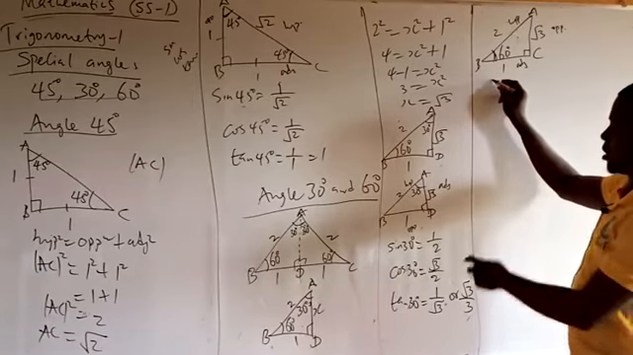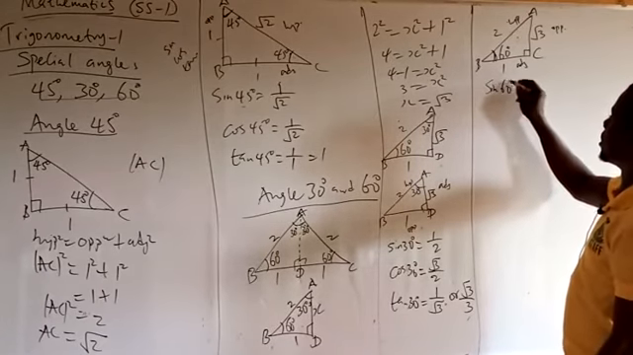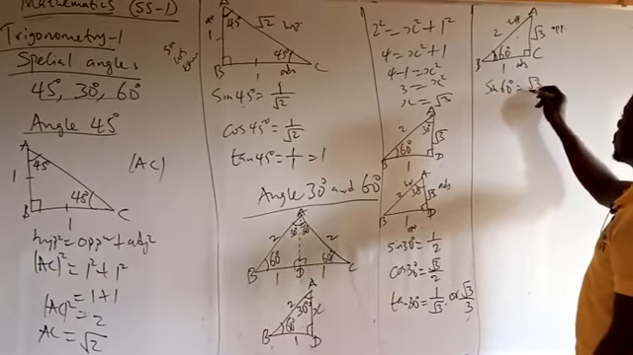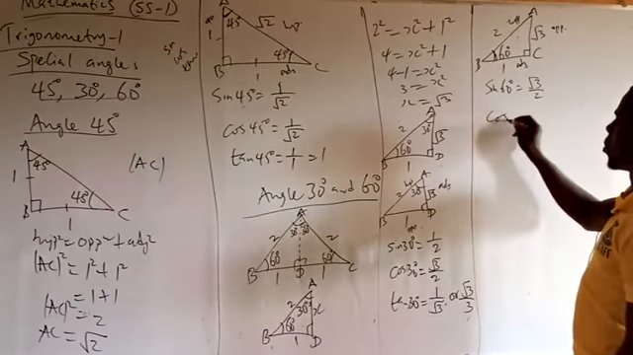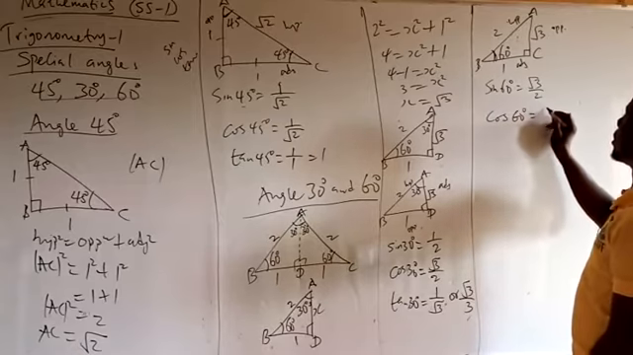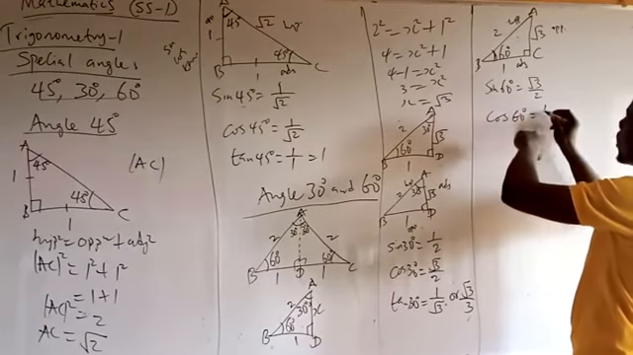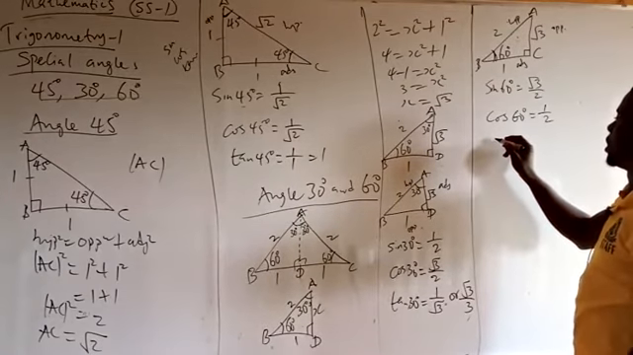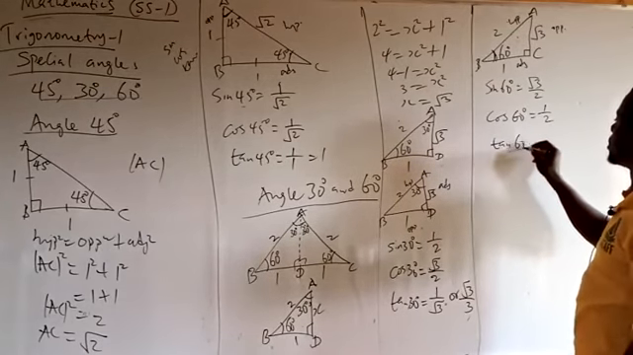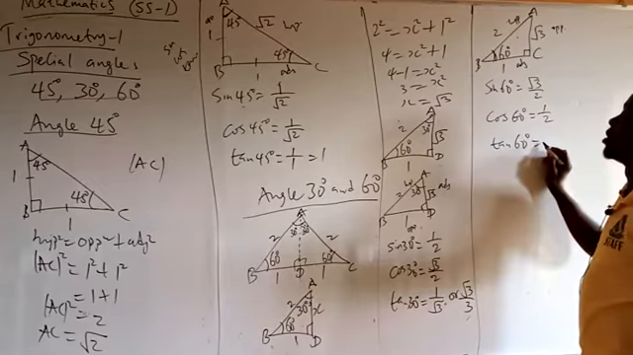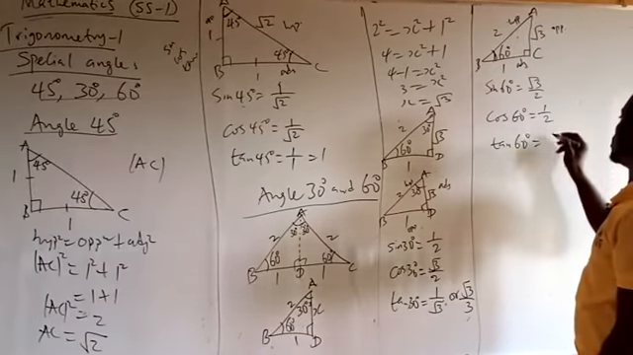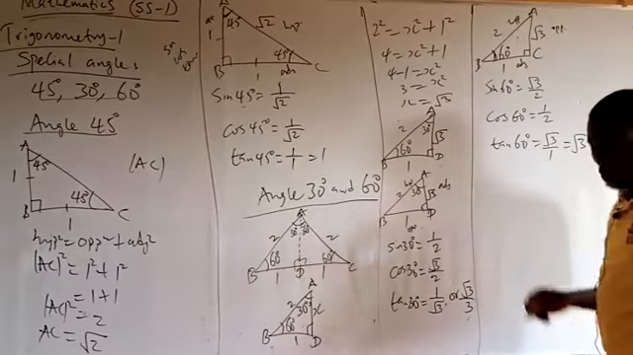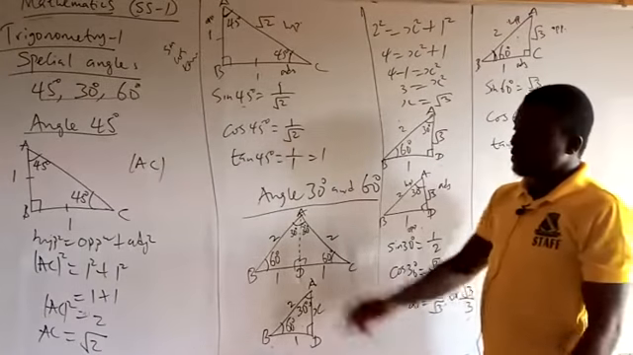So sine 60 degrees is what? Opposite over hypotenuse. Opposite is root 3 over 2. Then cos 60 degrees is adjacent over hypotenuse, which is 1 over 2. Then lastly, tan 60 degrees is opposite over adjacent. What's the opposite there? Root 3 over adjacent, which is 1. Still gives back root 3.